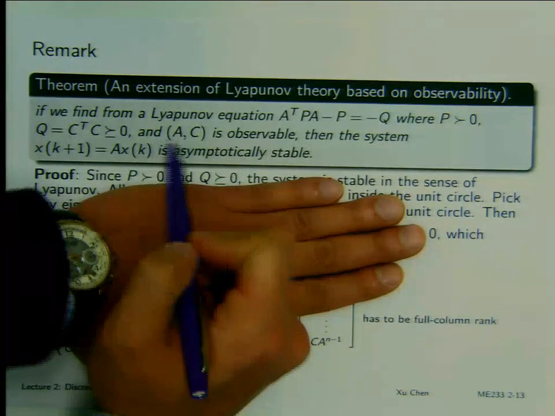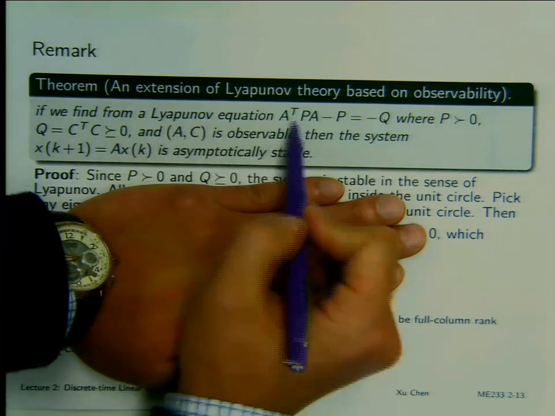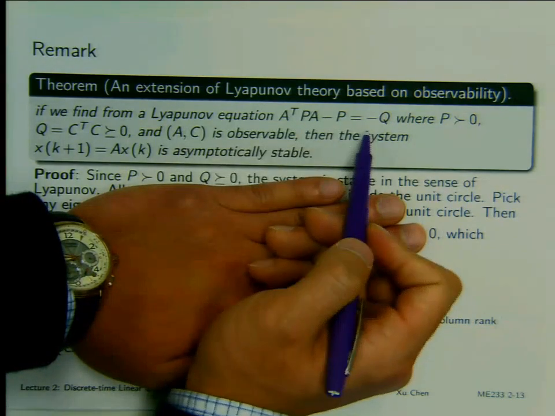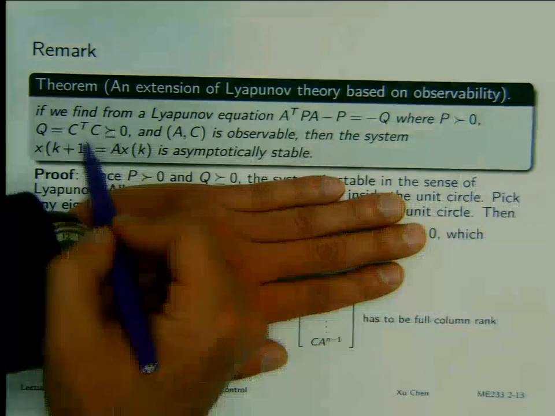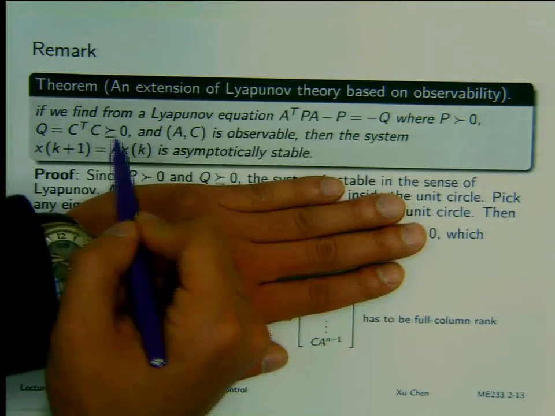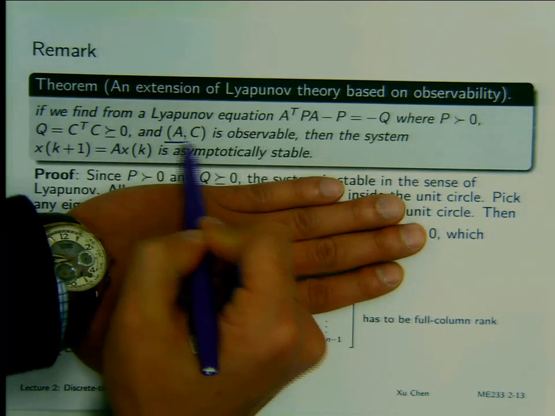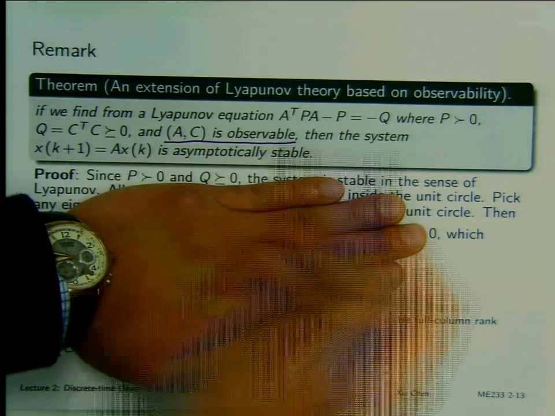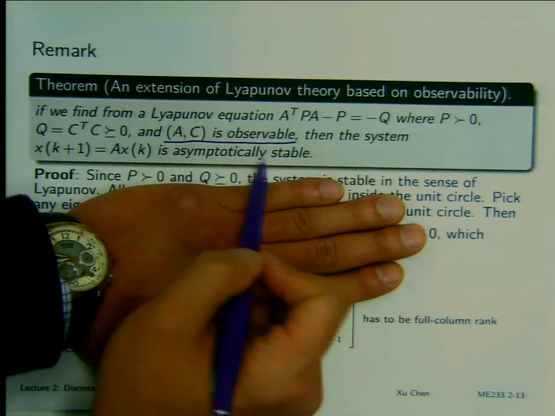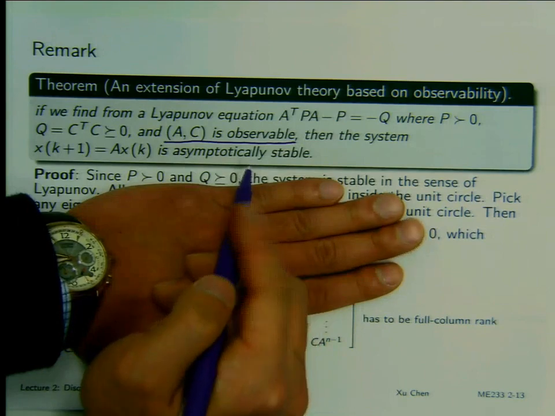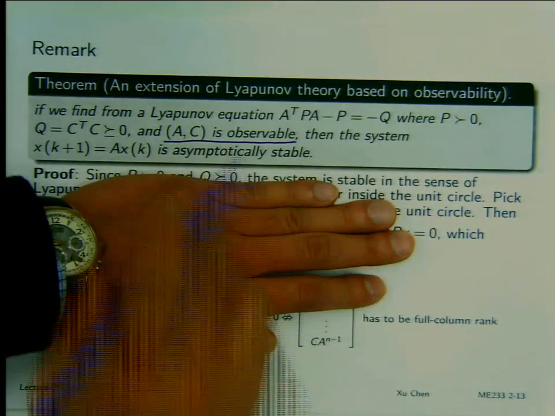So it says this. If we find from the Lyapunov equation, this is a standard Lyapunov equation, where P is positive definite, Q is positive semi-definite. And if we write Q in this form, and (A, C) is observable, it turns out that the system is asymptotically stable. Okay? So this is exactly what I have just done.